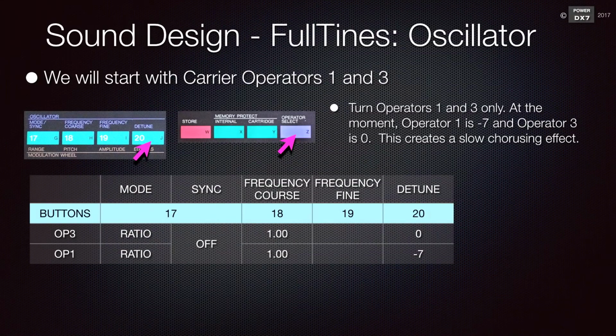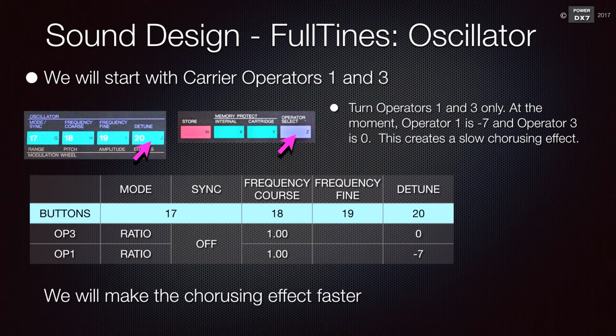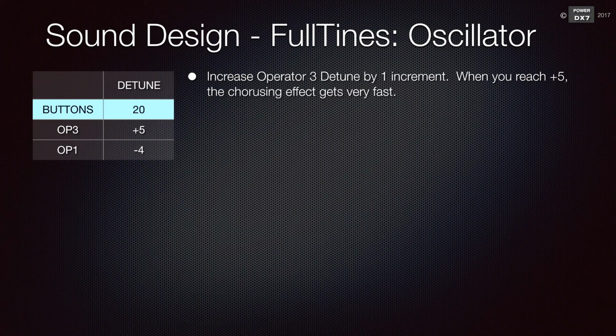At the moment, operator 1 is -7 and operator 3 is 0. This creates a slow chorusing effect. We will make the chorusing effect faster. Increase operator 3 detune by 1 increment. When you reach +5, the chorusing effect gets very fast.